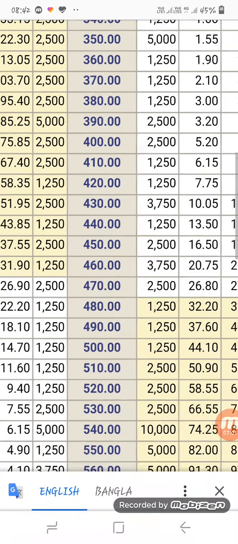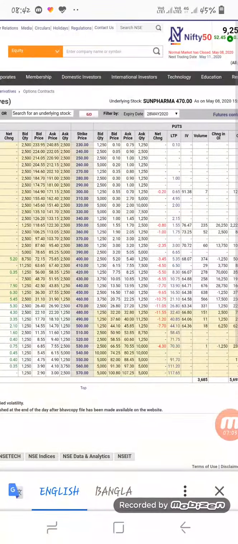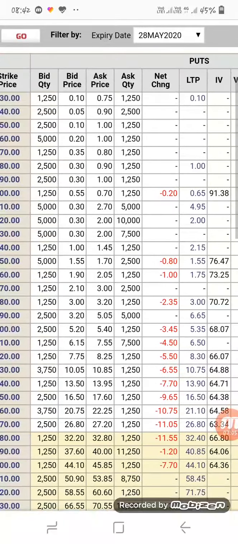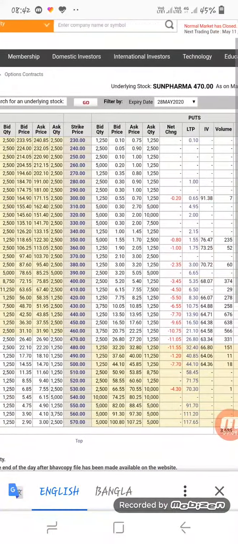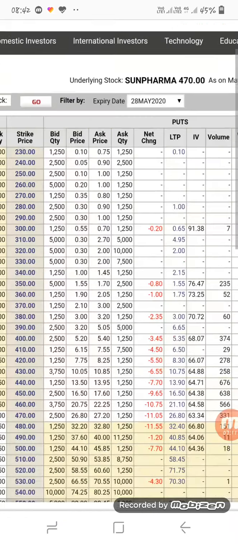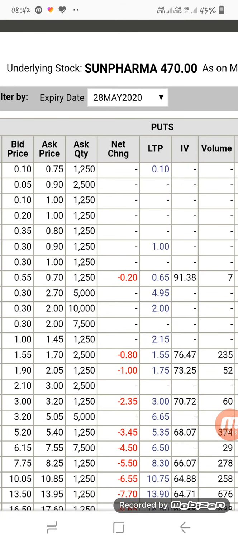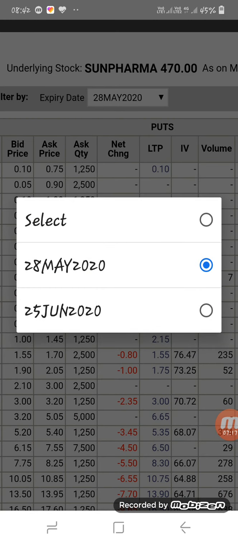But we cannot just say that this 470 will reach 500 next year. It won't happen because there is an expiry date. The third thing which we need to take care of is this expiry date. So there are normally three contract periods, which are near and far.